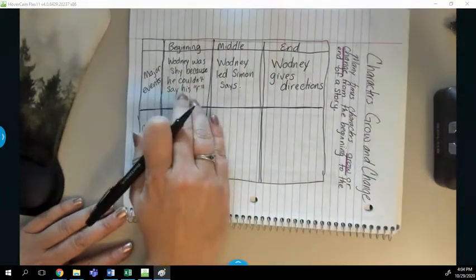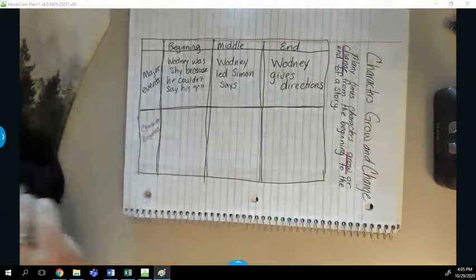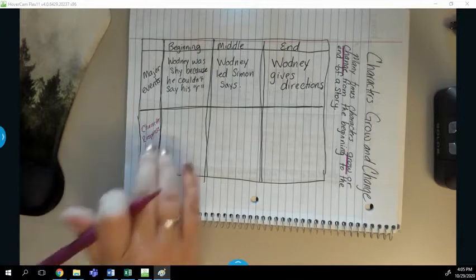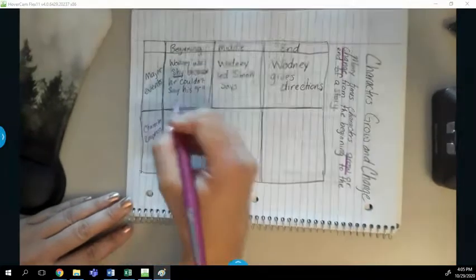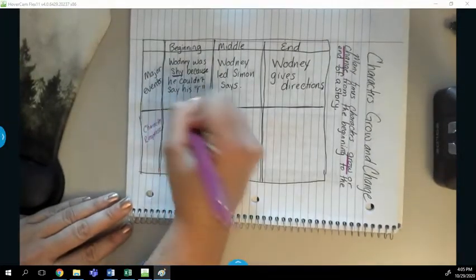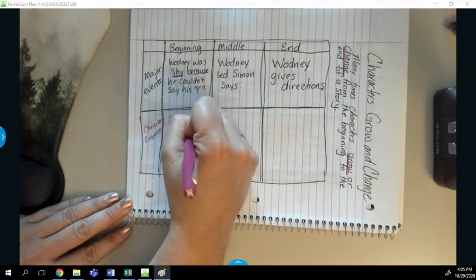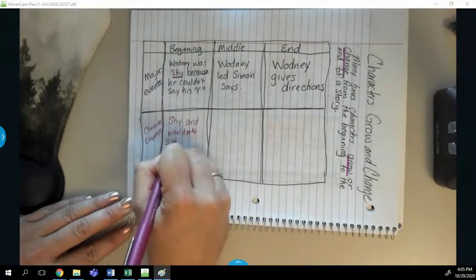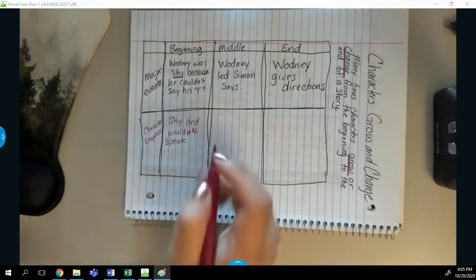So we have Wadney not being able to say his R's. He starts leading Simon Says, and then he starts giving those directions for Simon Says. And we need to stop and think, how did Wadney react to that? What were his actions in the beginning, the middle, and the end? And at the very beginning, I kind of gave you a hint. The very beginning, he was really shy and wouldn't speak because he was so embarrassed. Oops, I can't write wouldn't speak. All right, because he was so embarrassed about how he was speaking.